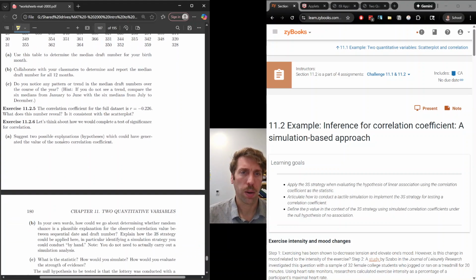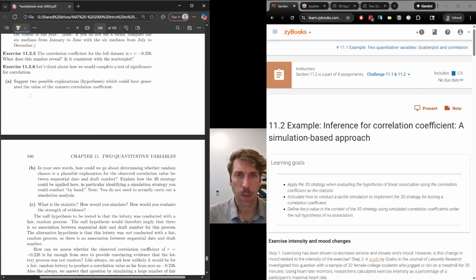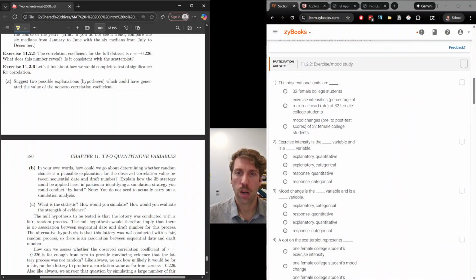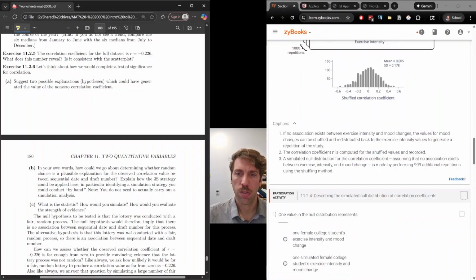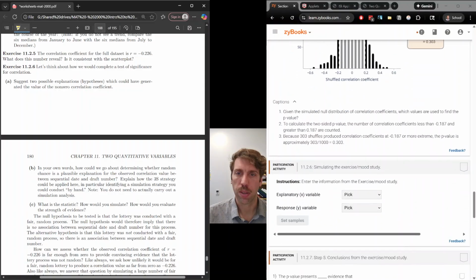All right, let's think about how we would complete a test of significance for correlation. Suggest two possible explanation hypotheses which would generate the value of the non-zero correlation coefficient. You should have seen these two hypotheses in the textbook.